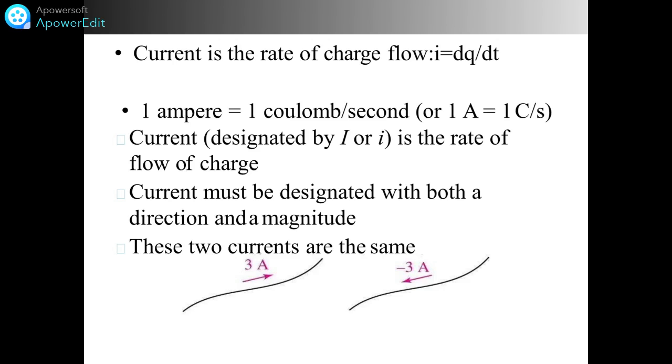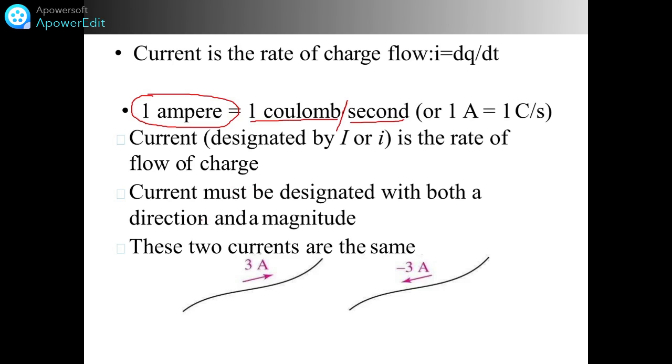So current is the rate of change of flow of electrons. Mathematically, it is represented as I is directly proportional to dq by dt, where dq is a small change in charge with respect to the time. So what is meant by 1 ampere? 1 coulomb of charge per 1 second. The current is the rate of flow of charge.